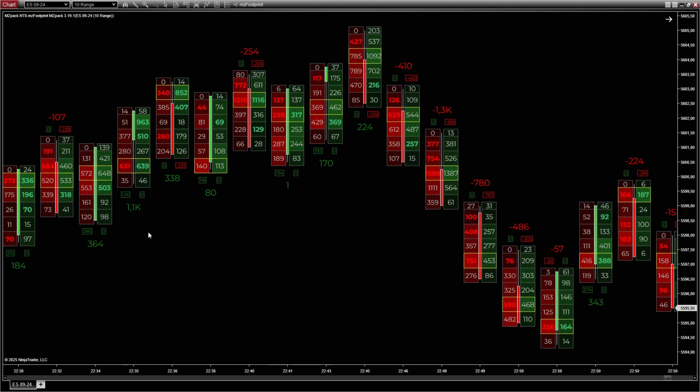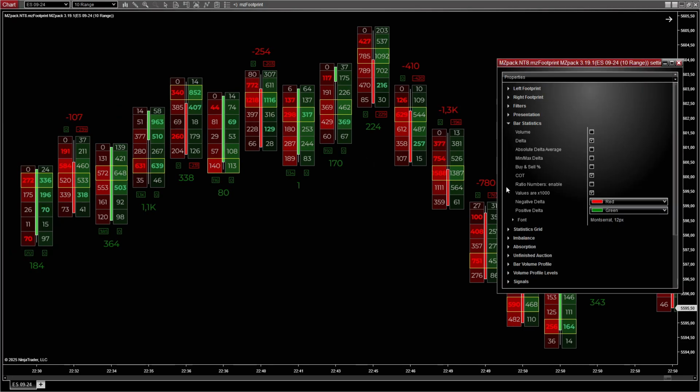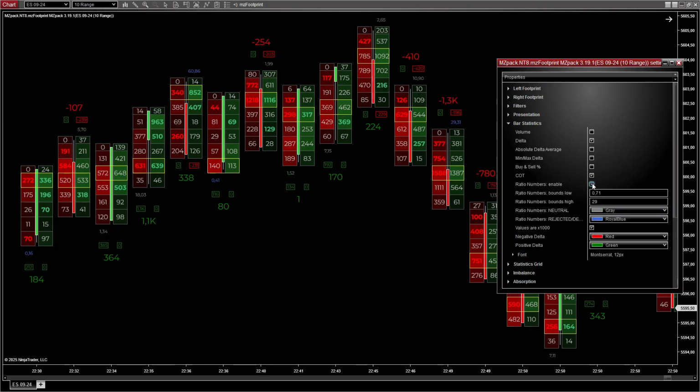Detecting a sell reversal with COT and range bars. The bar has positive delta but closes at the low. The value of COT high is negative and has a significant value relative to the delta of the bar. Ratio numbers. See next videos or the user guide for explanation, please. Values divider. Displayed values will be divided by this divider.